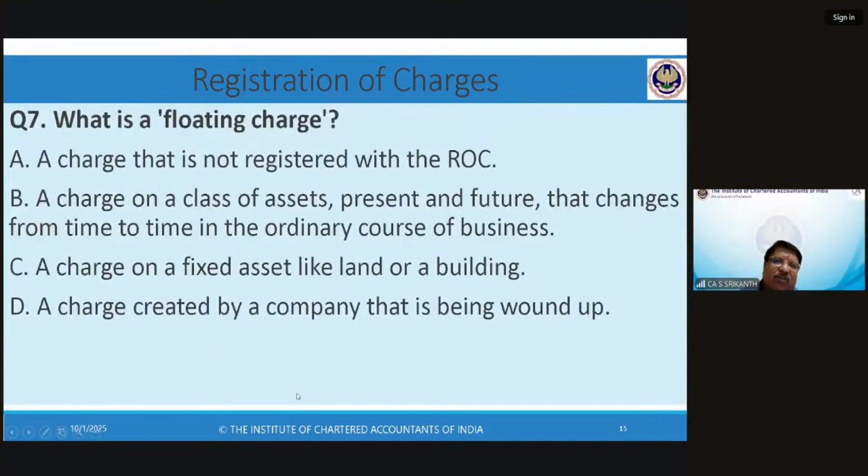Beautiful. What is the floating charge? A charge that is not registered with the ROC. A charge on fixed asset like land or building. A charge created by a company that is being wound up. A charge on a class of assets, present and future, that changes from time to time in the ordinary course of business. No, see, be careful. I have given a clear definition. What is a giraffe? What is a camel? I have clearly distinguished. Now, if you are confusing giraffe with camel, what can I do?